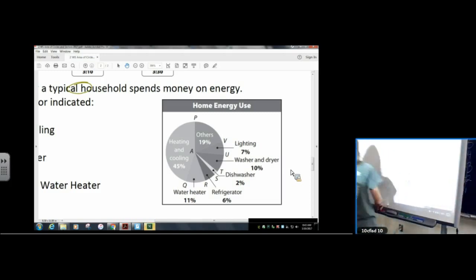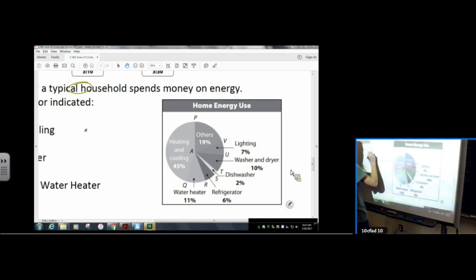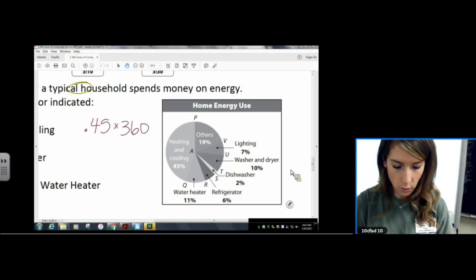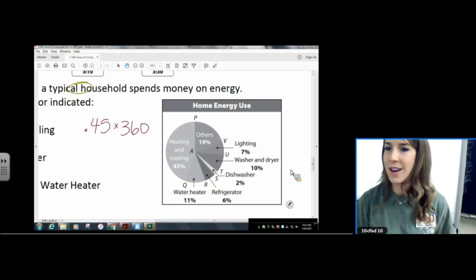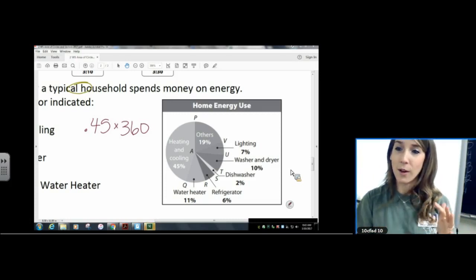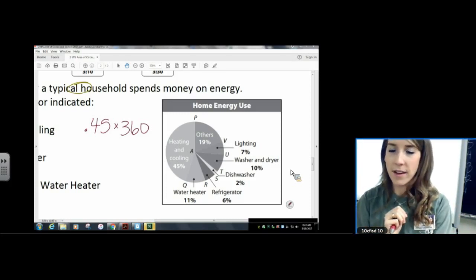You could set up a proportion, or you learned in algebra how to convert to a decimal. You could literally just find 45% of 360, which is 0.45 times 360. That's how you get all of those. You take the percentage of 360. We're going to do this again when it comes assessment time. You're going to make your own pie graph, and it'll be fun.